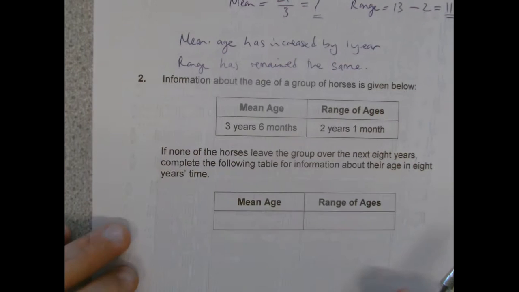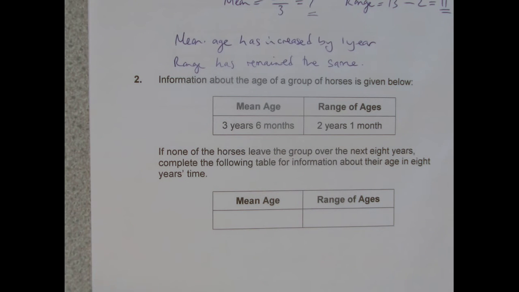Information then about the age of a group of horses is given below. The mean age of this group of horses is 3 years, 6 months, and the range of their ages is 2 years, 1 month. If none of the horses leave the group over the next 8 years, complete the following table for information about their age in 8 years' time.